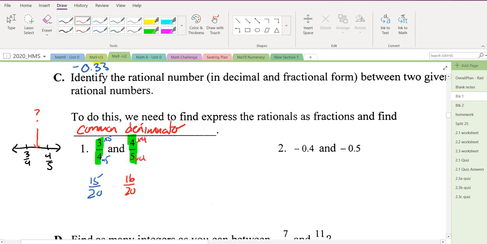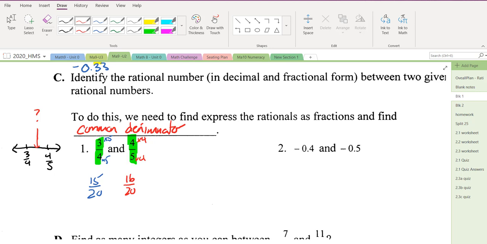Okay. So our number in between has to be between 15 and 16. That'd be like 15.5, right? But we can't have a decimal in a fraction, right? That doesn't make any sense. So what we need to do is make a bigger equivalent fraction, because we can't get a number between 15 and 16. They're too close, right?